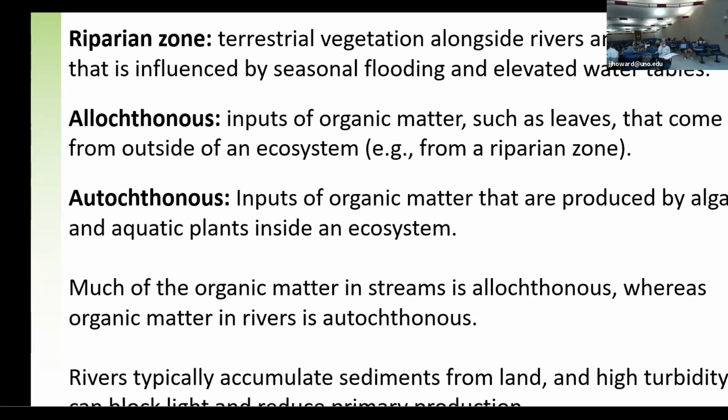Okay, so in streams, they're small. Most of the organic matter is allochthonous, but in rivers, increasingly as you go towards the mouth, it's mostly autochthonous. And this is a big issue for aquatic ecologists, trying to understand the source of nutrient inputs that support aquatic ecosystems.